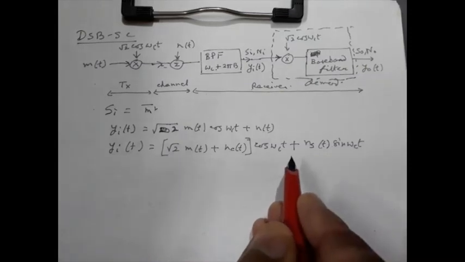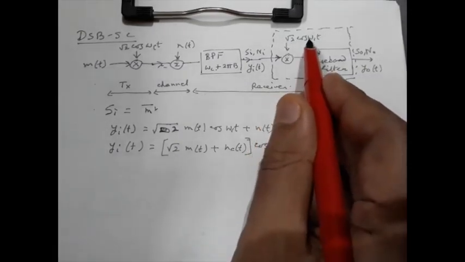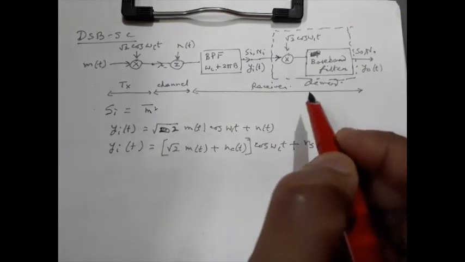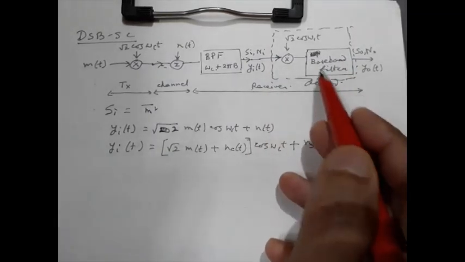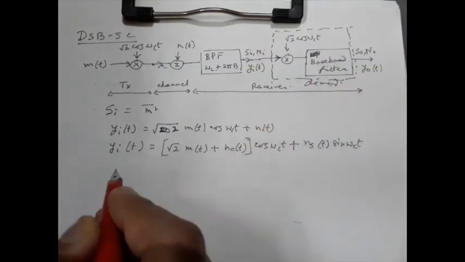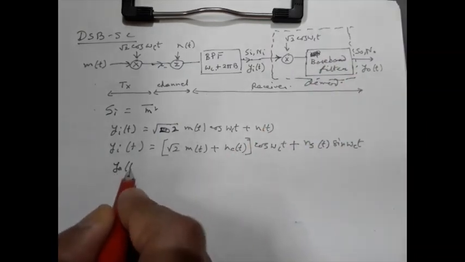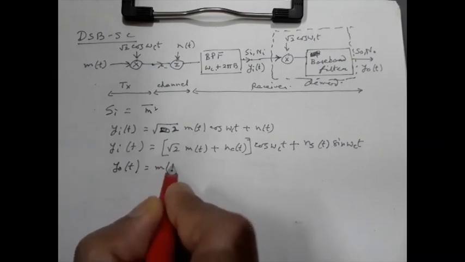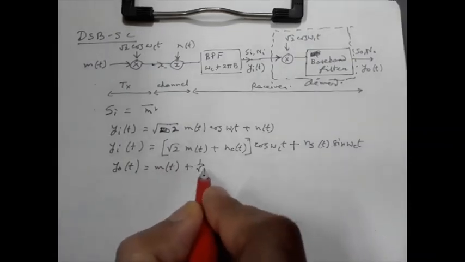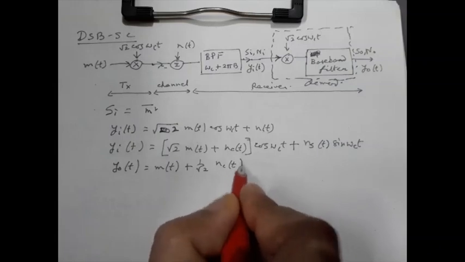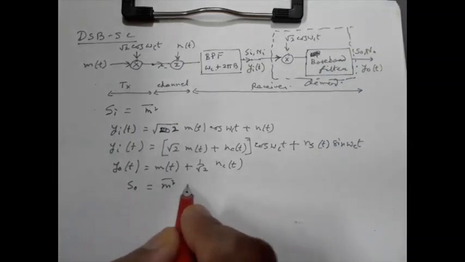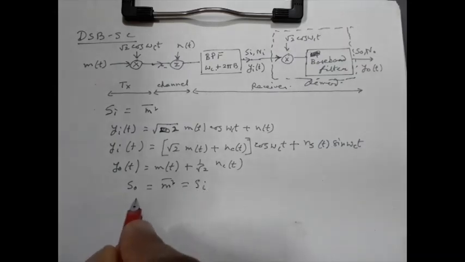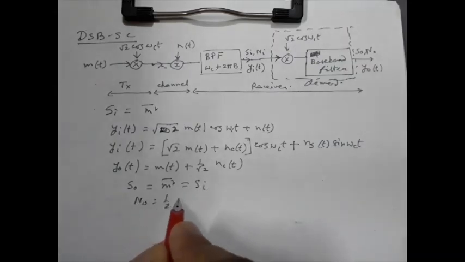Now this signal is multiplied with √2 cos omega ct, and then low pass filtered. So the higher frequency terms will be eliminated by this baseband filter. So YOT will be MT plus 1 by √2 NCT. So S0 equal to m square t bar, that is equal to SI, and N0 equal to half of NC square t bar.